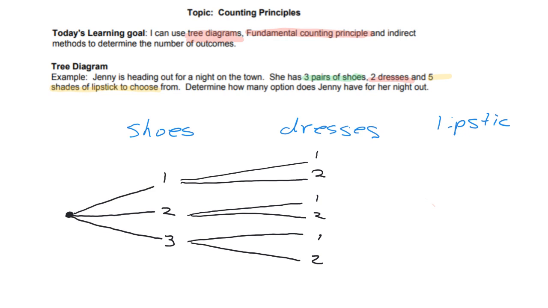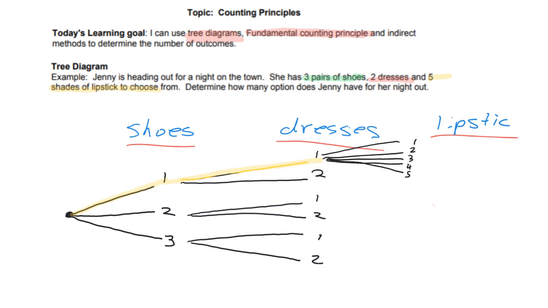So now let's talk about her lipstick. With her lipstick, you know that she has 5 choices, which means that let's say she followed path 1. So that would be this one right here. She chose her shoes, then she chose her dress, and then she's going to choose her lipstick. And so we have 5 possible choices again. Now, for this second path here, we're going to have 5 choices again.